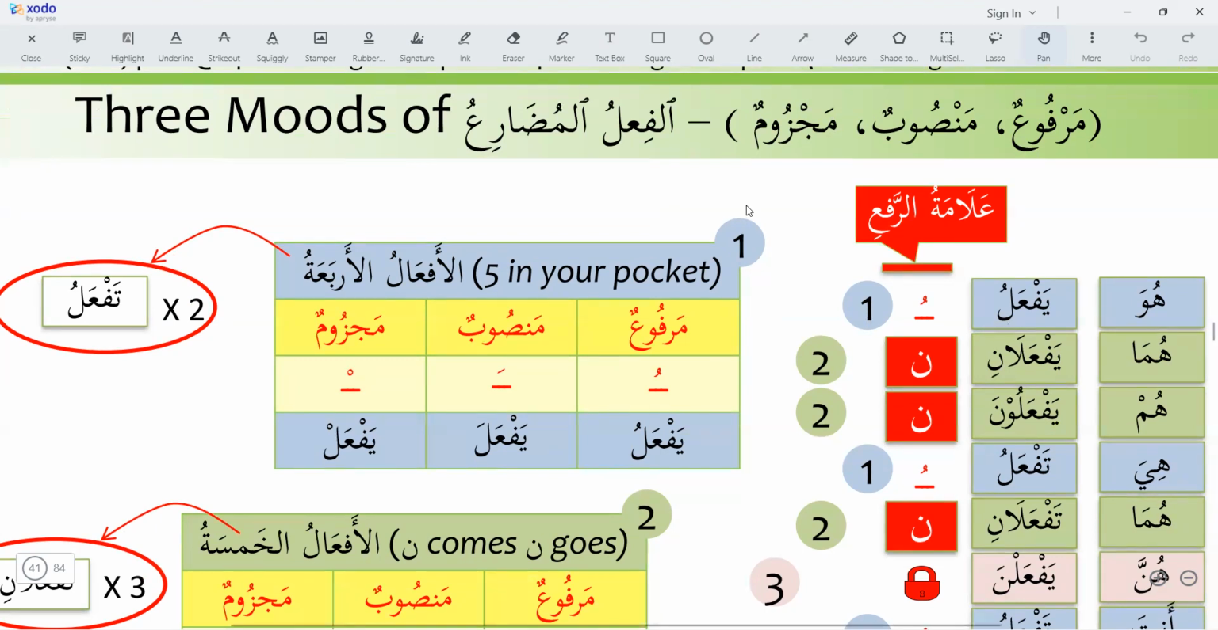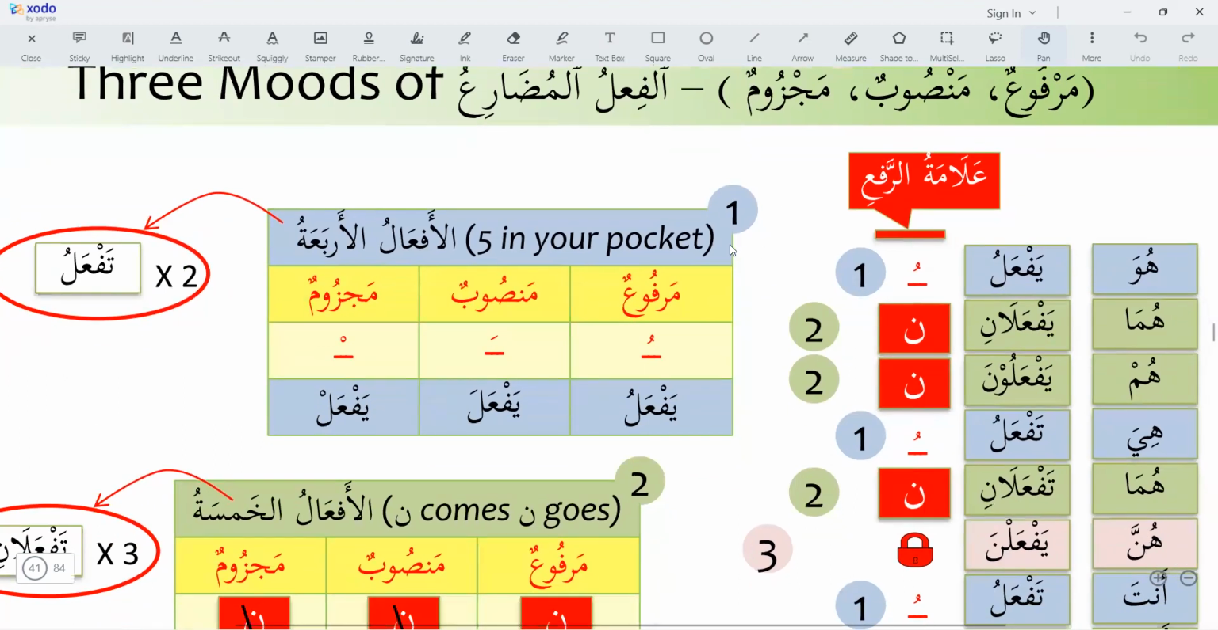Huwa yafalu. In yafalu, where is the alamat rafa? The Dhamma on the last letter is the alamat rafa. This Dhamma is the alamat rafa. So yafalu. And where is the fa'il? The fa'il is hidden.